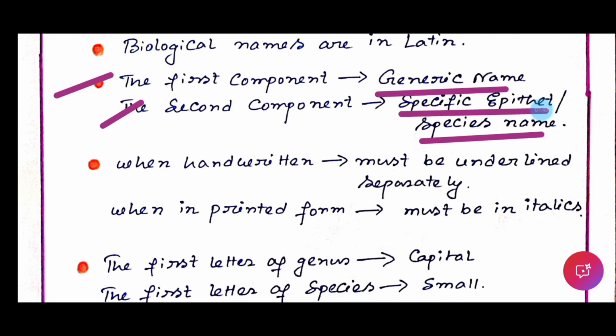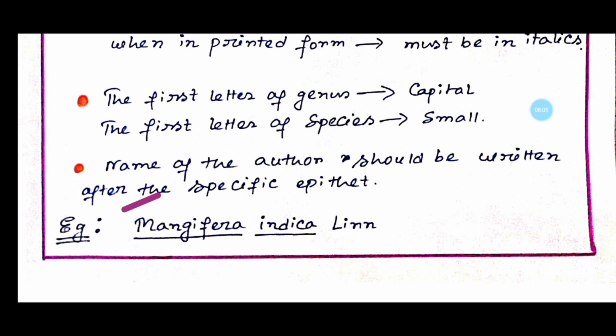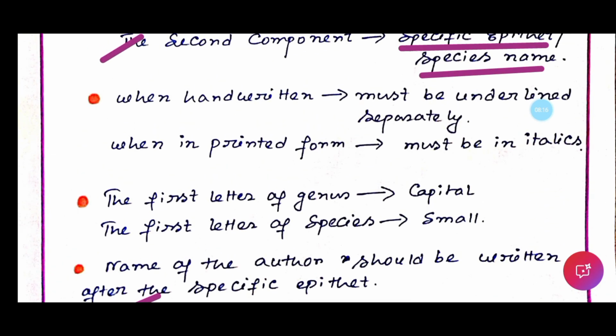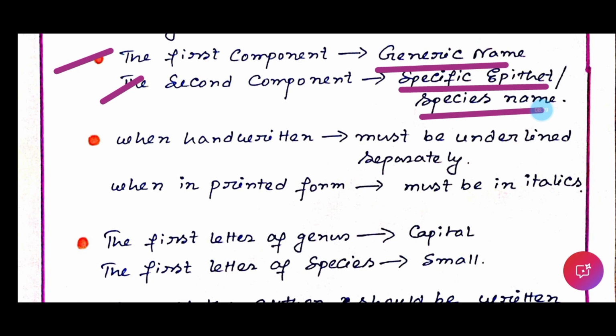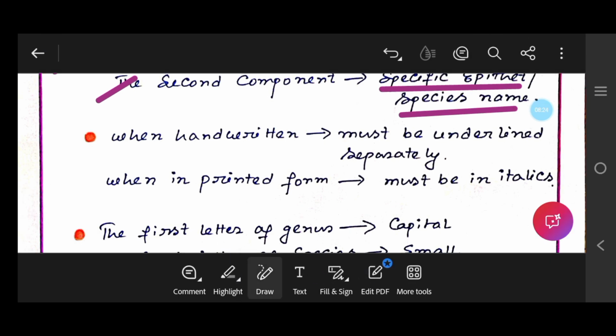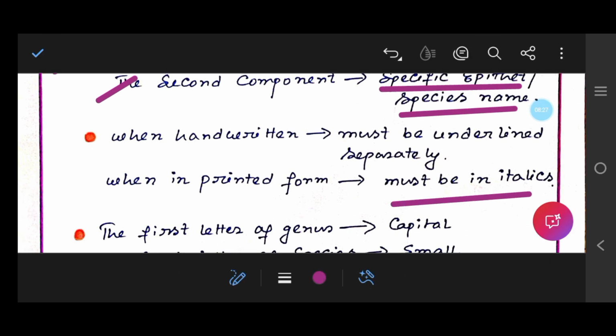And what is the next rule? The next rule is that when handwritten, the name must be underlined separately. That means when handwritten, the genus name and the species name of a scientific name must be underlined separately. See here, Mangifera indica: the genus name, Mangifera, and the species name, indica, are underlined separately. This is the third rule. And if it is in printed form, then it must be in italics.